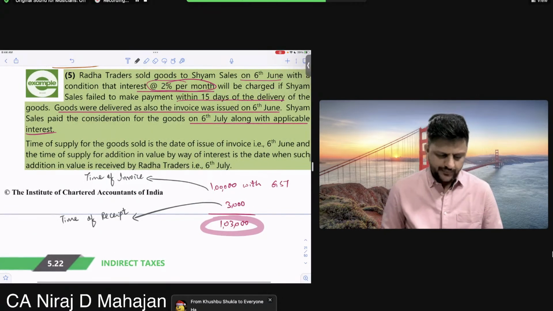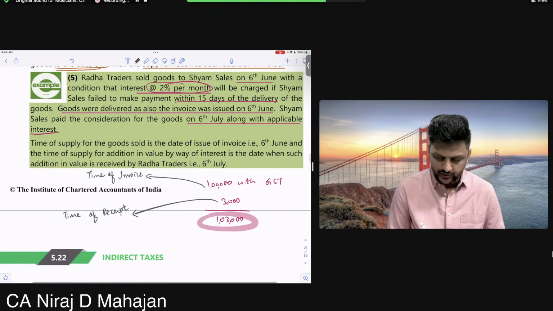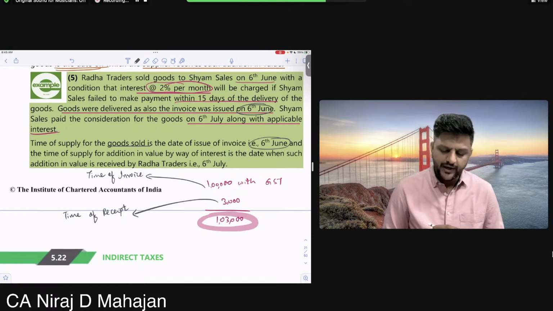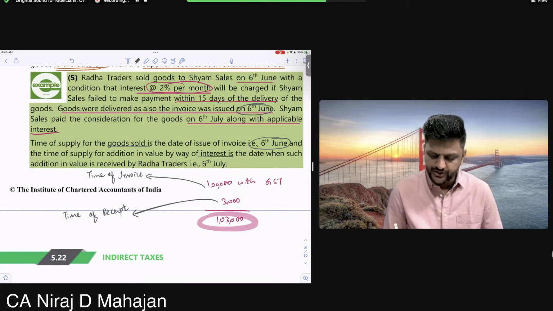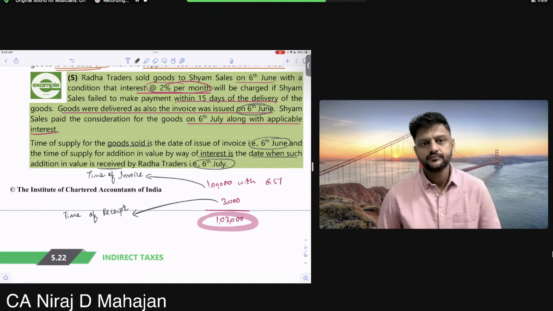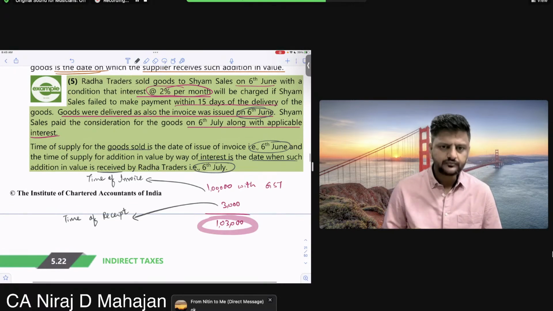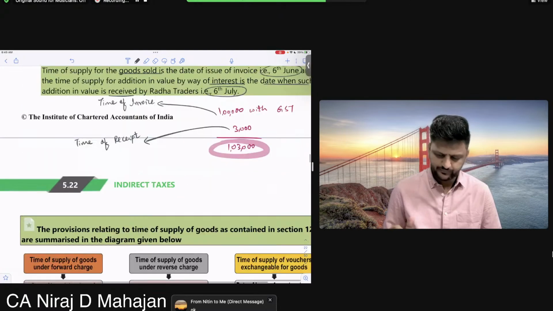So check. The time of supply for the goods sold is 6th June, the date of invoice. And the time of supply of the addition in value of interest is the date on which it is received, that is 6th July. Clear? Okay or no? Okay.